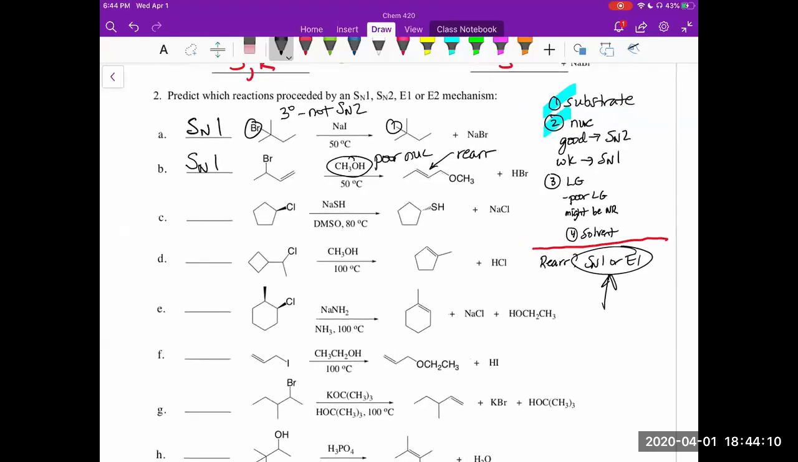Okay, so this next one, we have secondary, which could do either one. We have a good nucleophile, and my solvent is aprotic. So this is SN2. What's another clue that it was an SN2? Inversion of stereochemistry? You got it. Yep, right here. What was going forward is now going back. So it is an inversion.